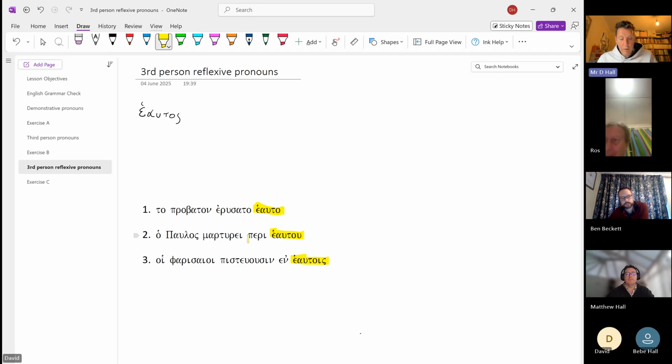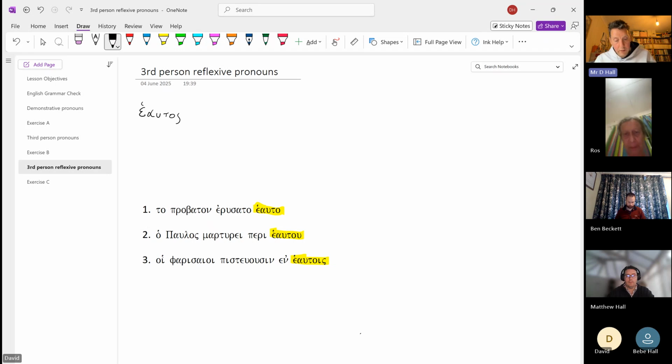Paulos marturei peri heautou. So here, it's in the genitive because it's using the preposition peri. So Paul witnesses about himself. So he's doing something for himself. And then the last one, hoi pharisaioi, pisteuousin en heautois. So the Pharisees believing in themselves.